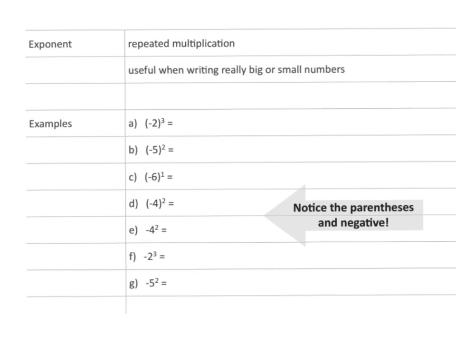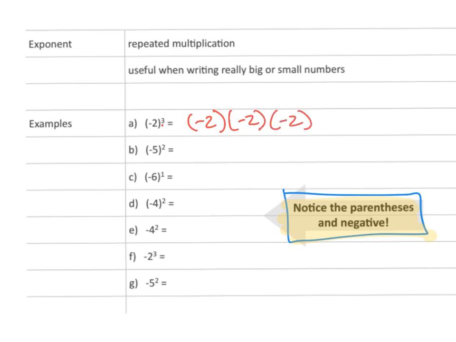We can also use repeated multiplication when we do exponents, and here you have to watch the parentheses and the negatives. This is a big deal, so please make sure when you're putting these into your notes, you watch this. So let's go ahead and do the first one. I've got -2 in parentheses and an exponent of 3. That means I'm going to do this 3 times. So I'm going to multiply it by itself 3 times. There's 1, there's 2, there's 3.